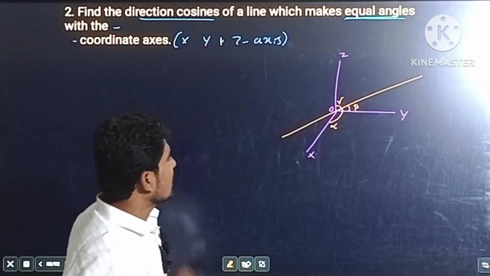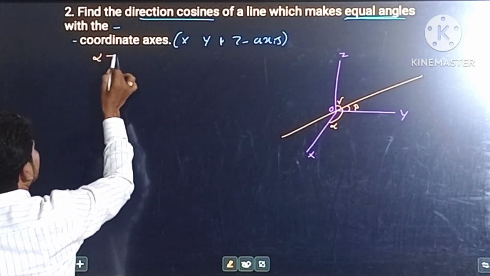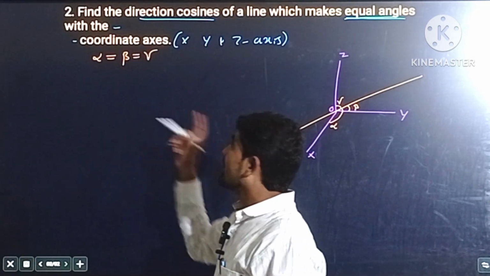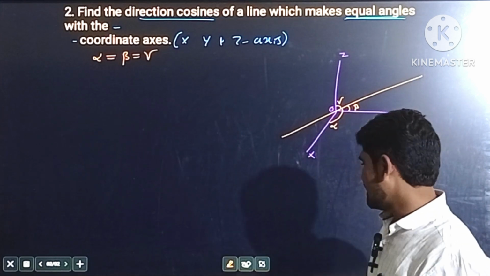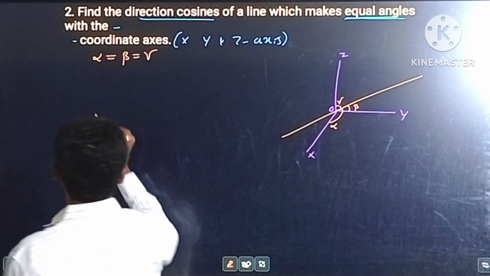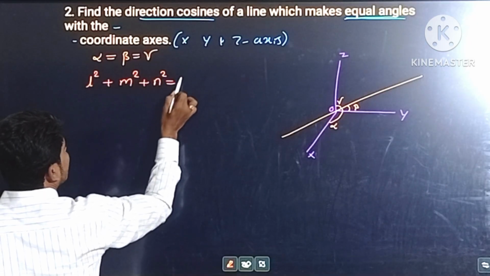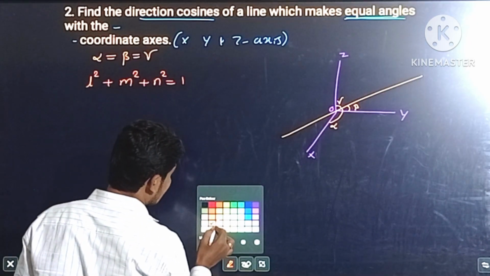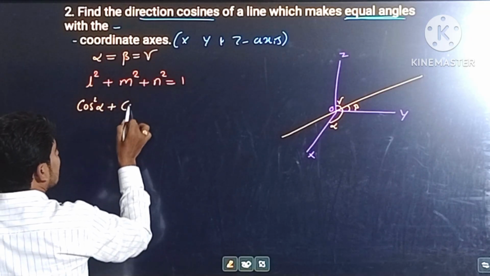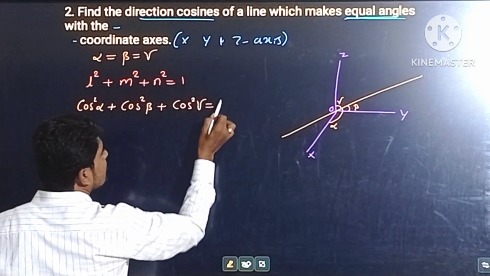According to this question, the line makes equal angles, meaning alpha equals beta equals gamma, and we need to identify the values of l, m and n for this line. We know one of the relations between the direction cosines of a line: l square plus m square plus n square is equal to 1, where l is cos alpha, so cos square alpha, and m is cos beta, so cos square beta, plus n is cos gamma, so cos square gamma, is equal to 1.